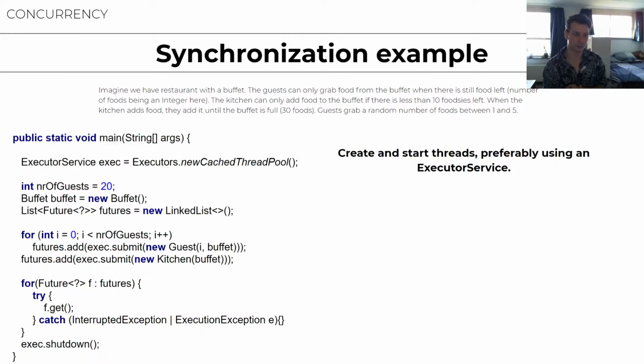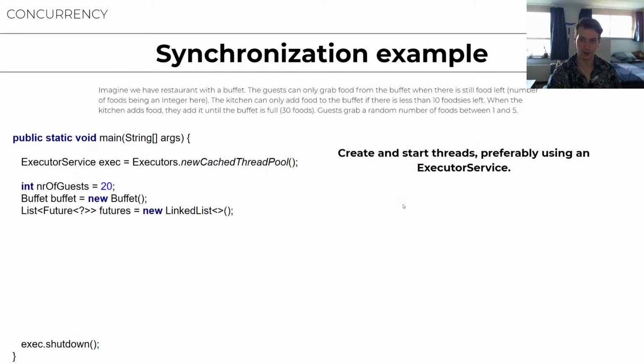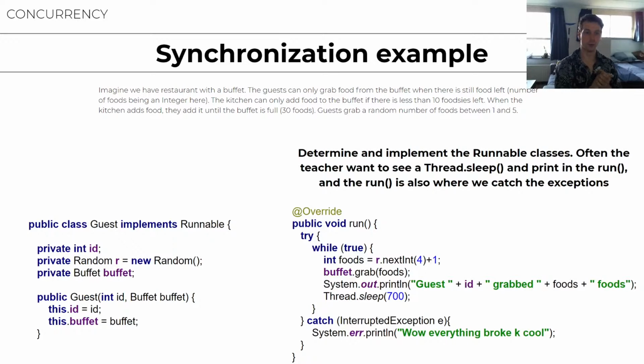Second question, what are callables for again? And I am going to combine these with the futures. So in my example over here, for the guests, you can see in the run method that it's a void, right? And that's fine. The reason why that's fine is because the guests have to do something, but they don't have to return anything.